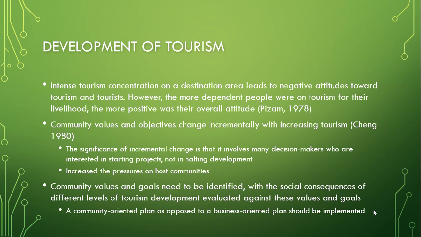So you find community values and goals have not really been addressed traditionally. And this is very important. It must be identified. You must look at the social consequences of the different levels of tourism development, and you must take all of that into consideration. What does the community need? What are the things they value?